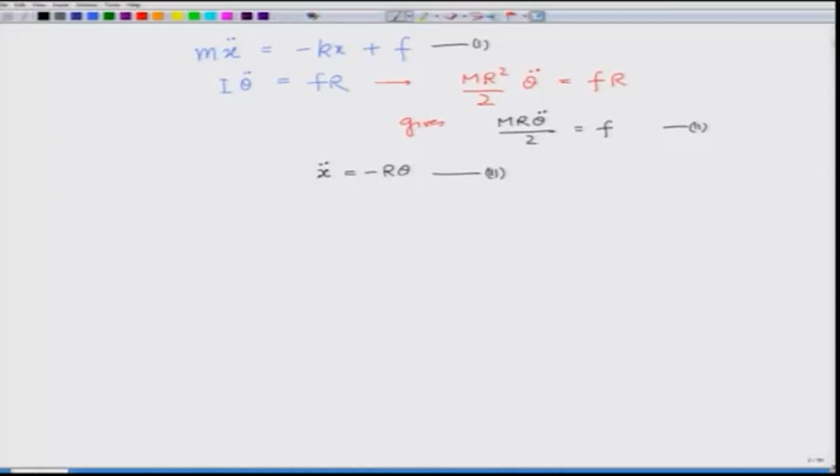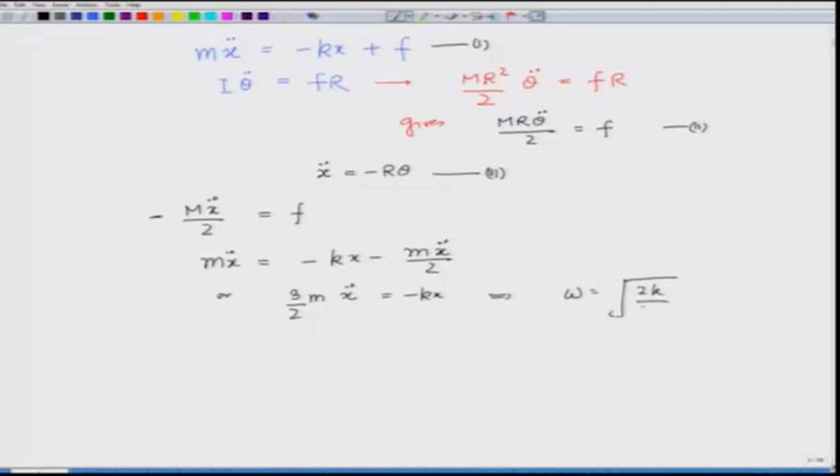Substitute third equation in 2 and we get m x double dot with a minus sign divided by 2 is equal to f. We substitute this in 1 and you get mx double dot is equal to minus kx minus mx double dot over 2, or 3 over 2 m x double dot equals minus kx, which gives me omega equals square root of 2 k over 3 m, or the frequency equals 1 over 2 pi square root of 2 k over 3 m. You see the frequency is less than square root k by m as we anticipated.